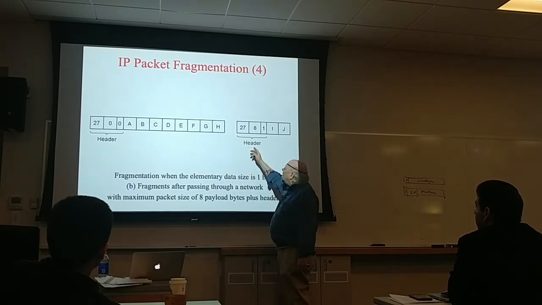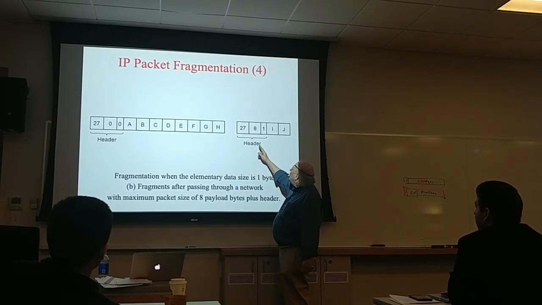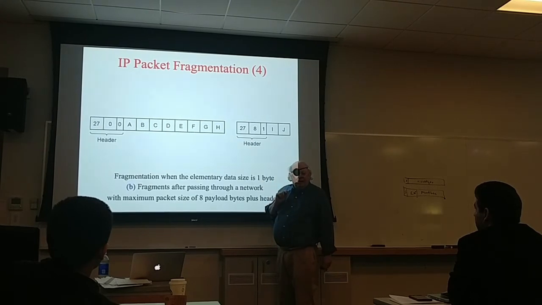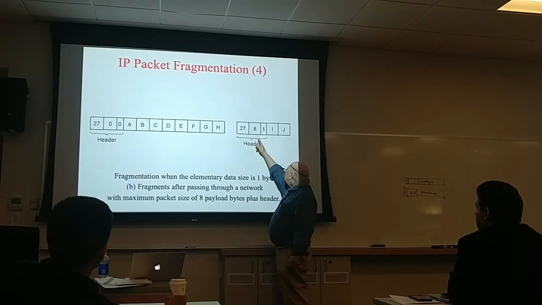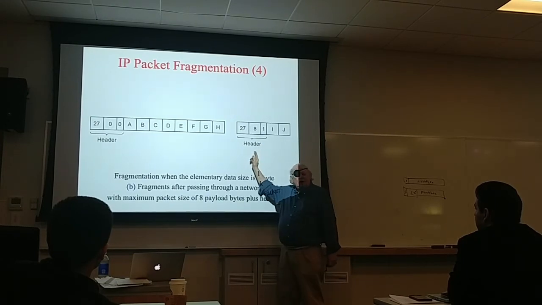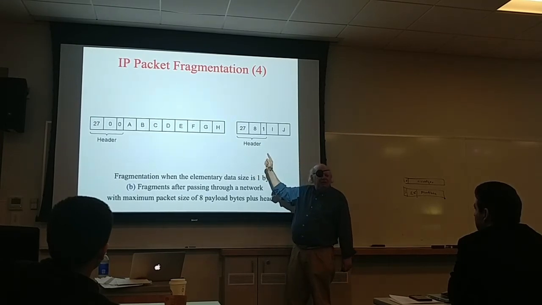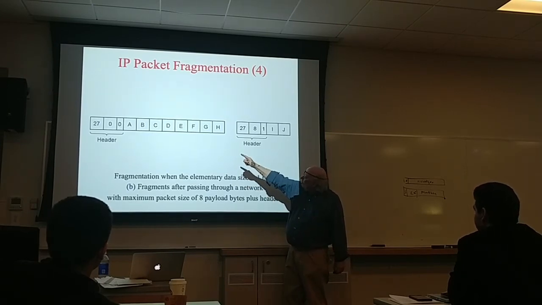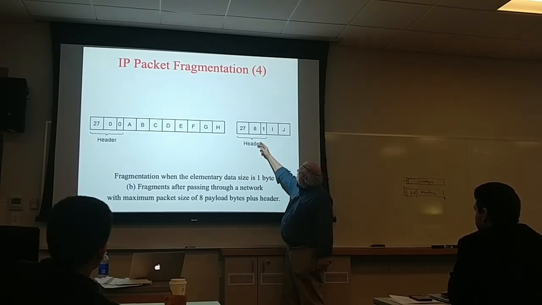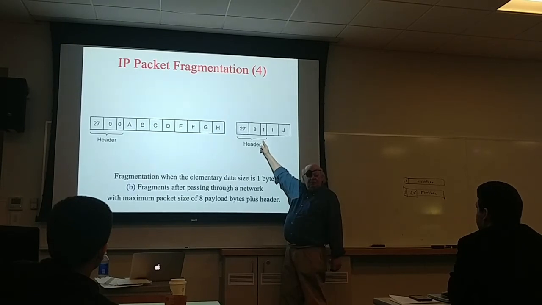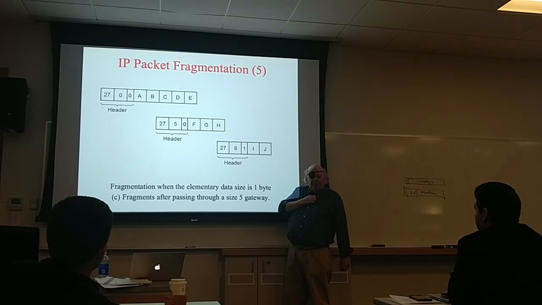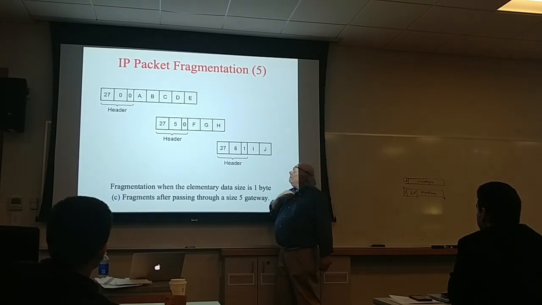We come down here. Now this one has the same packet ID, and this is an offset that says this packet starts 8 bytes after the last one. So count 1, 2, 3, 8. Put 8 here. This is the last one. So that's a 1. Now this gets forwarded. It gets fragmented again, right?